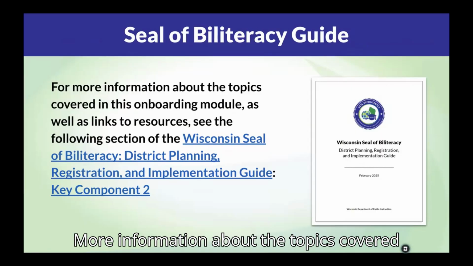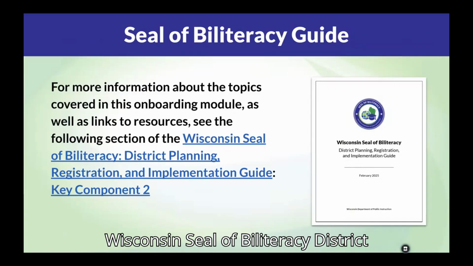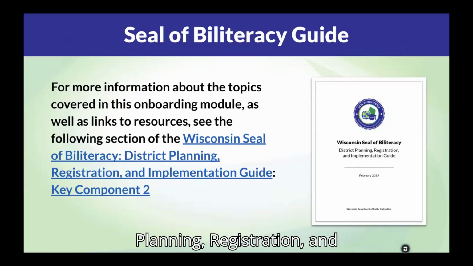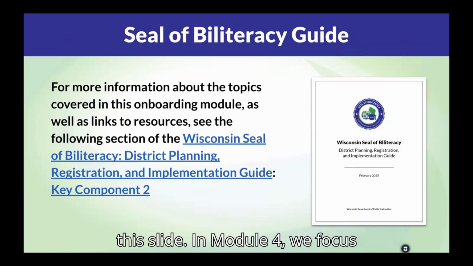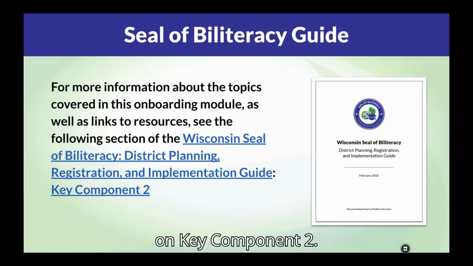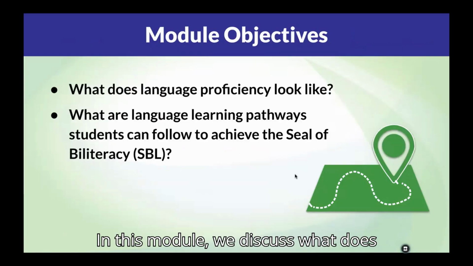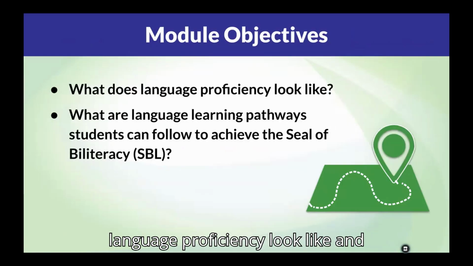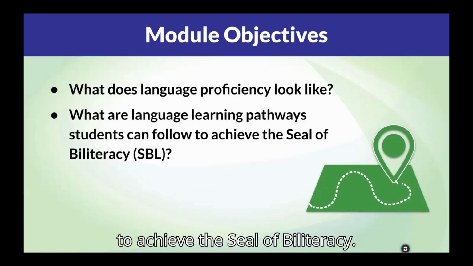More information about the topics covered in this module can be found in the Wisconsin Seal of Biliteracy District Planning, Registration, and Implementation Guide, which is linked on this slide. In Module 4, we focus on Key Component 2. In this module, we discuss what language proficiency looks like and what pathways students can follow to achieve the Seal of Biliteracy.